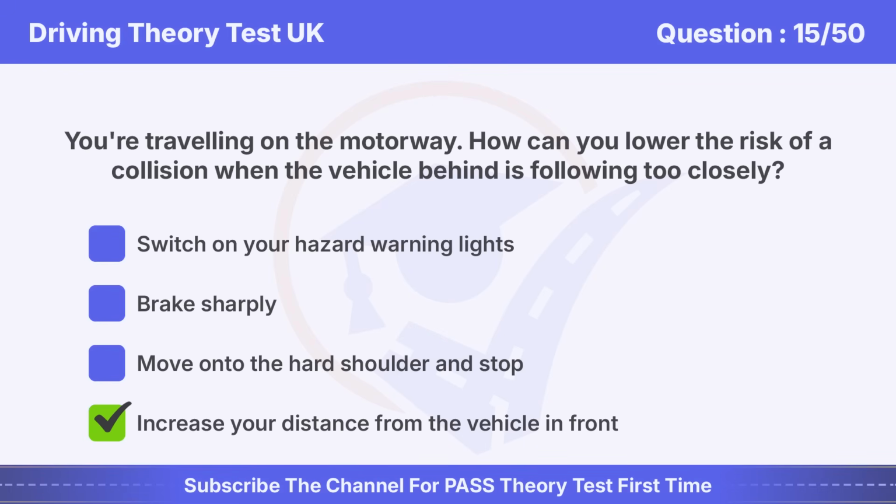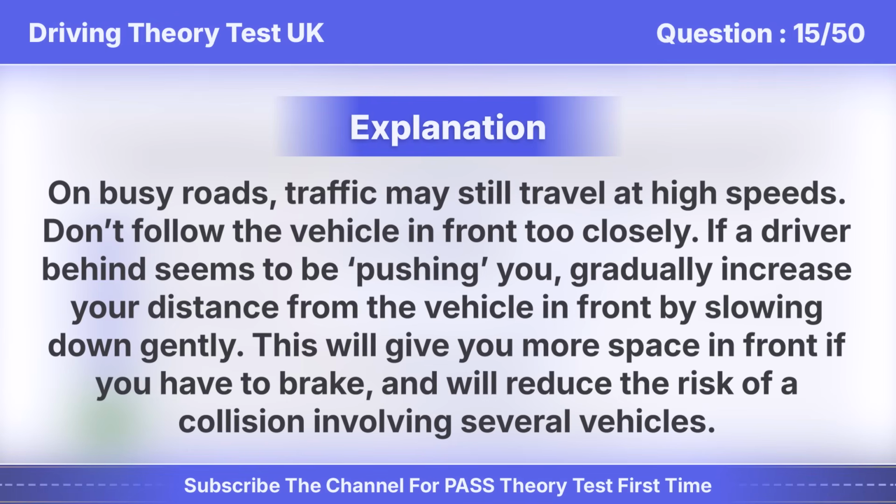Answer is D. Increase your distance from the vehicle in front. On busy roads, traffic may still travel at high speeds. Don't follow the vehicle in front too closely. If a driver behind seems to be pushing you, gradually increase your distance from the vehicle in front by slowing down gently. This will give you more space in front if you have to brake, and will reduce the risk of a collision involving several vehicles.